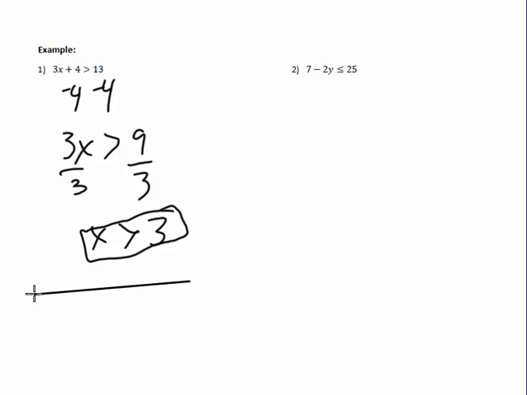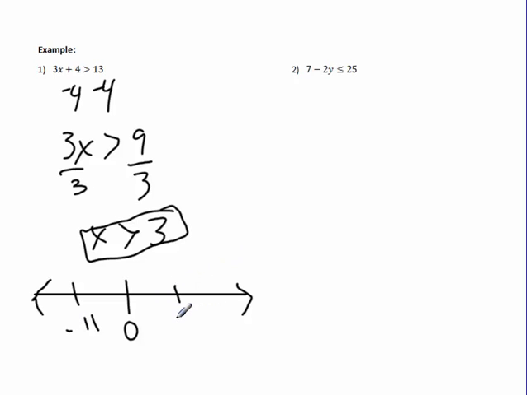We've done this. Here's our number line with our arrows. Here's 0, here's negative 11, and 3. Now 3 is my comparison number, so I have an open circle at 3, and I'm shading to the right. Well, good guess, Alyssa. That was the only other option.